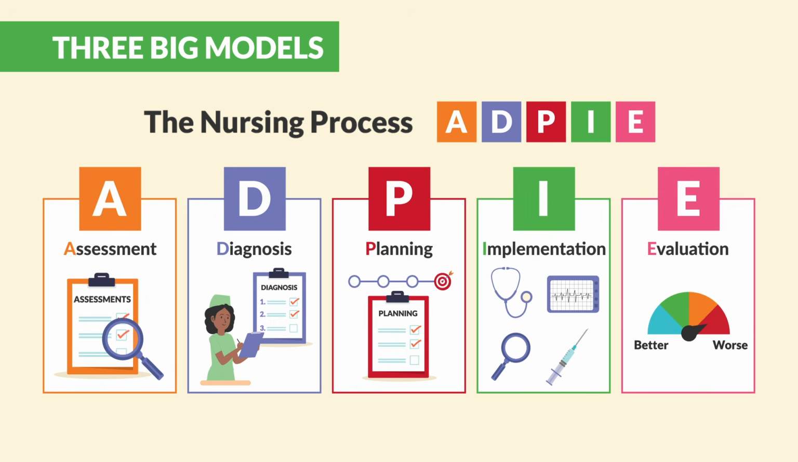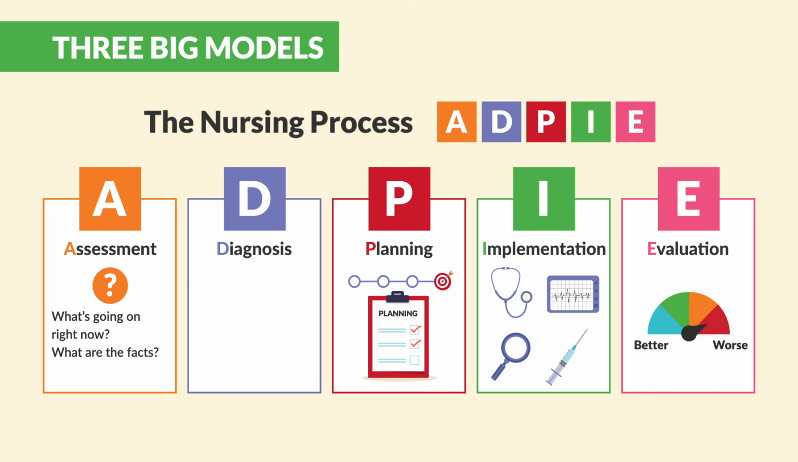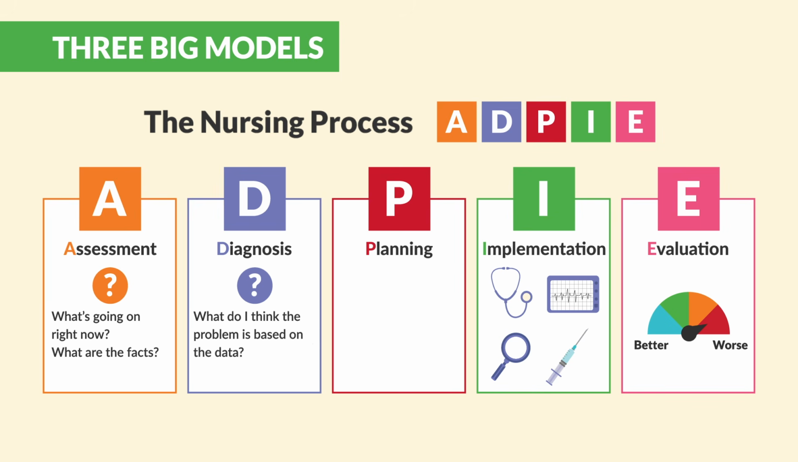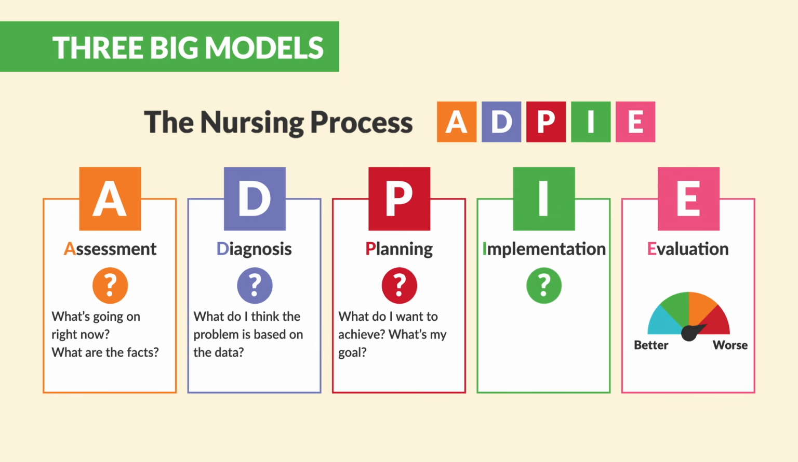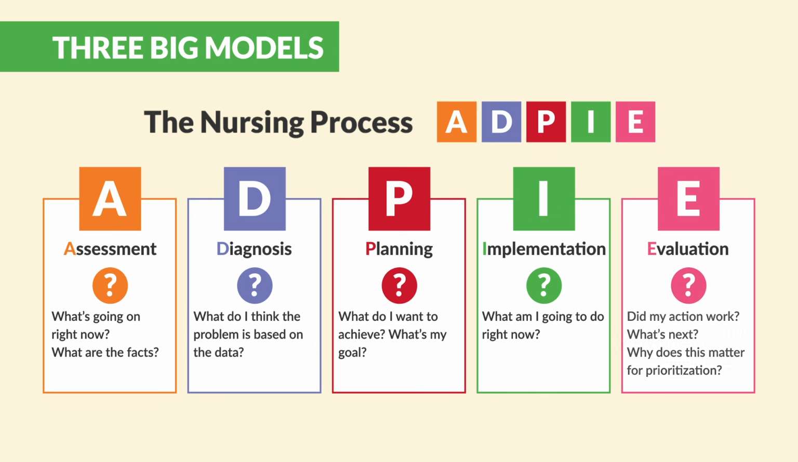ADPIE stands for A for assessment, basically what's going on right now. What are the facts? D is for diagnosis. Ask yourself, what do I think the problem is based on the data? And P is for planning. What do I want to achieve and what's my goal? I is for implementation. What am I going to do right now? And lastly, E is for evaluation. Did my action work and what's coming next?